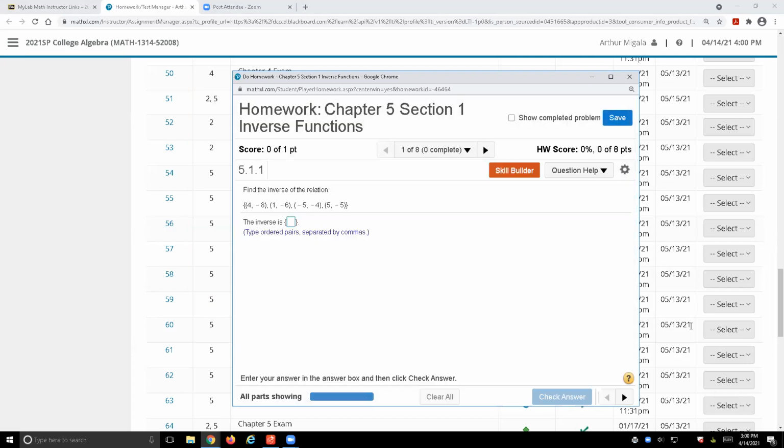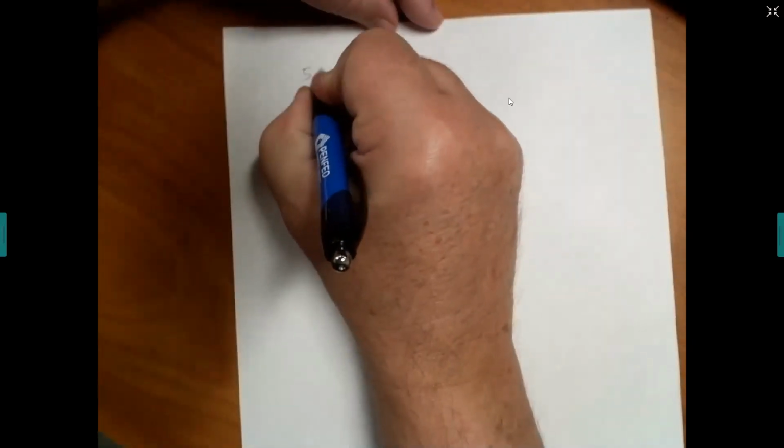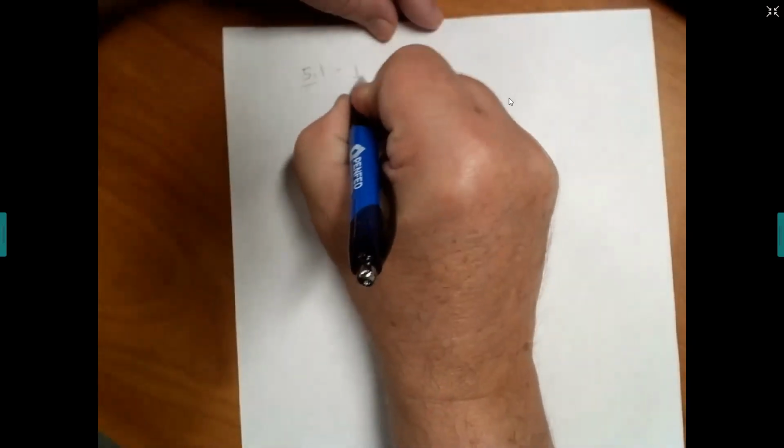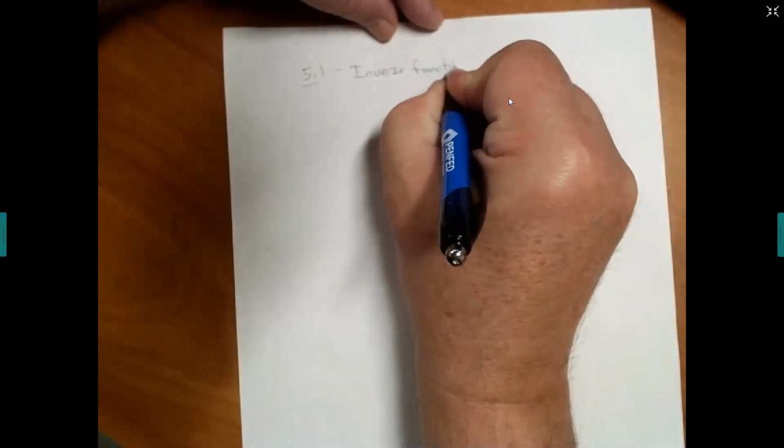Now, oops, 5.1. Let me see, what's my share? Ladybug. Chapter 5, Section 1. Inverse functions.